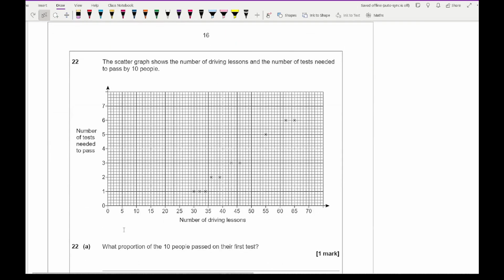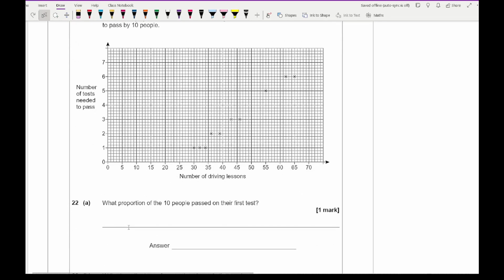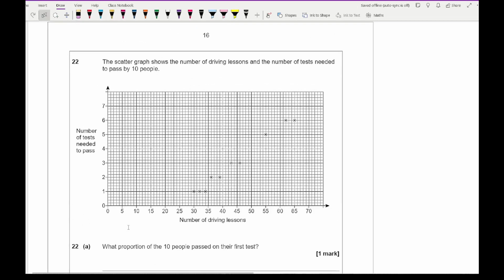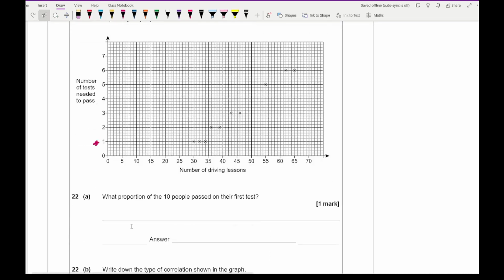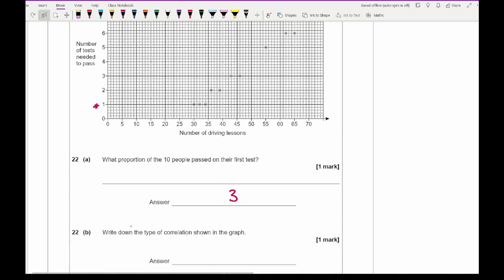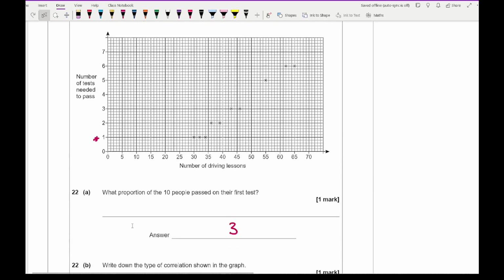Then moving on to question 22, it says the scatter diagram or scatter graph shows the number of driving lessons and the number of tests needed to pass by 10 people. It says what proportion of the 10 people passed their first test. So here we're looking for number 1, and we can see that we've got 3 people that have passed first time. It then says what type of correlation does the graph show?